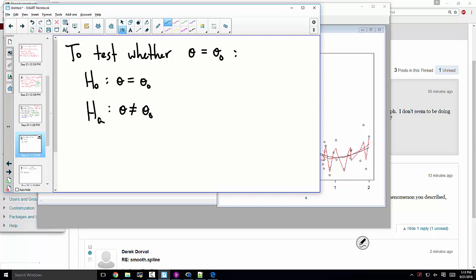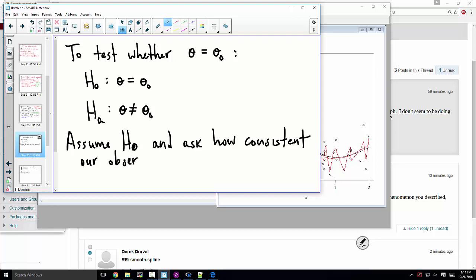That's because what we do to get a p-value is we go to the sampling distribution that would hold when that is true. There needs to be a value so that you can go to the sampling distribution. These are our hypotheses, and we assume H naught and ask, roughly speaking, how consistent our observed data are with that assumption. Okay, that's the strategy. Assume null is true and ask, do the data give me enough evidence to reject that assumption?